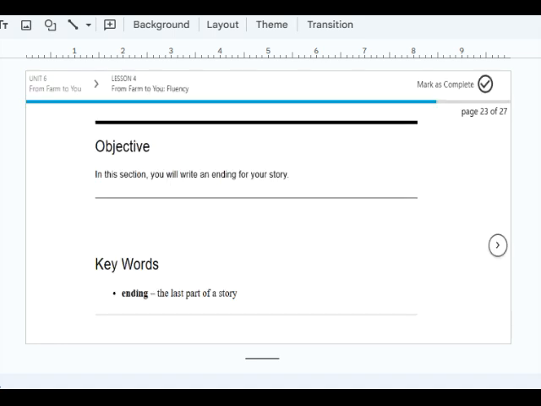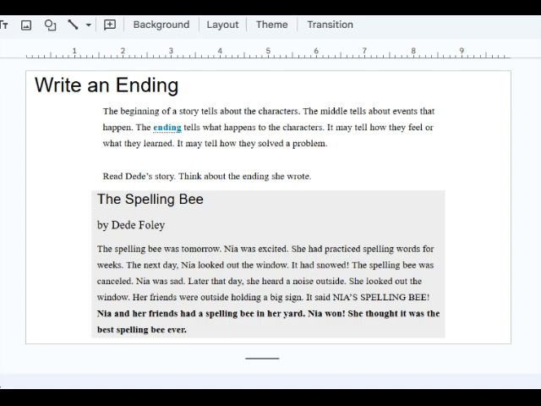Okay, lesson 4. Now it's your turn. You will write an ending for your story. Our keyword is ending, which is the last part of a story. The beginning of a story tells about the characters. The middle tells about events that happen. The ending tells what happens to the characters. It may tell how they feel or what they learned. It may tell how they solved a problem. Read Dee Dee's story. Think about the ending she wrote.